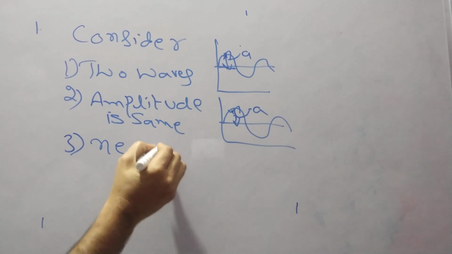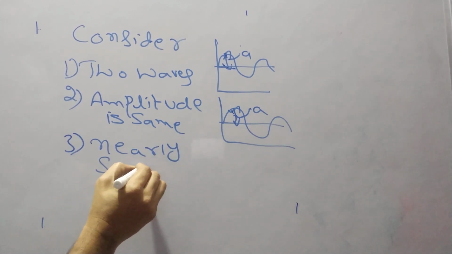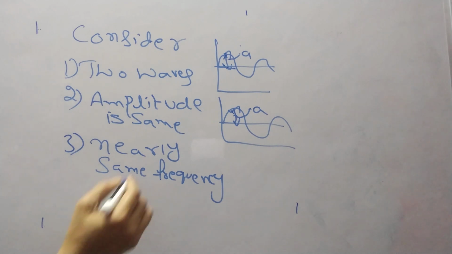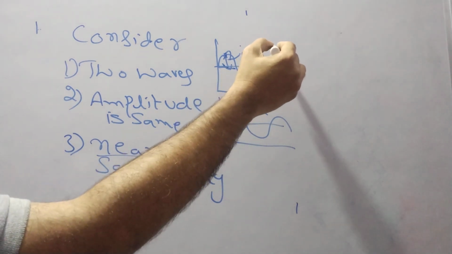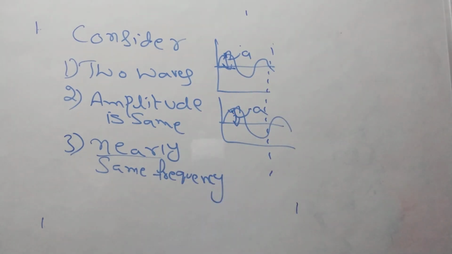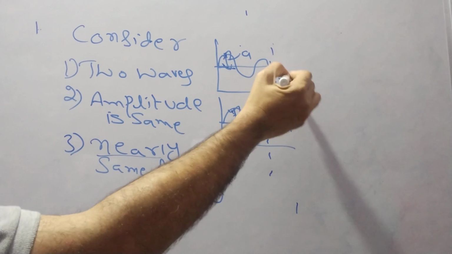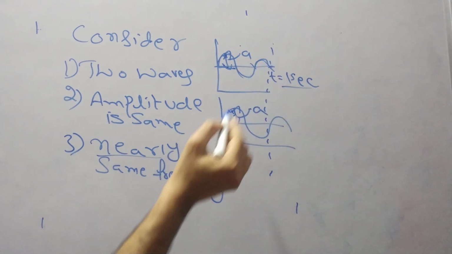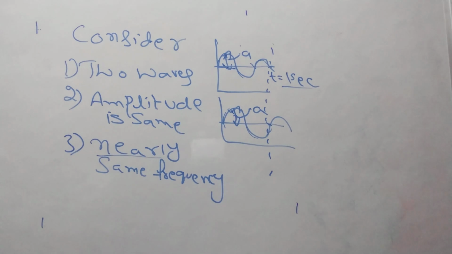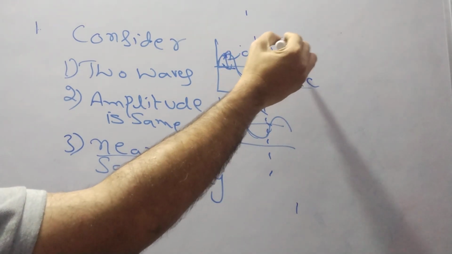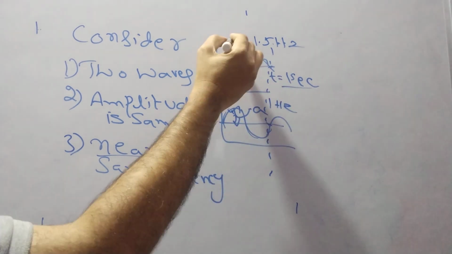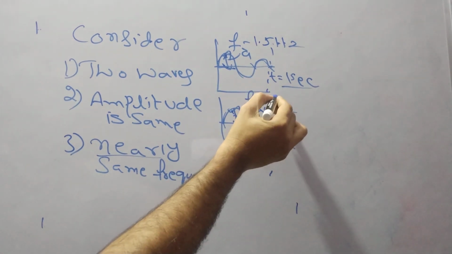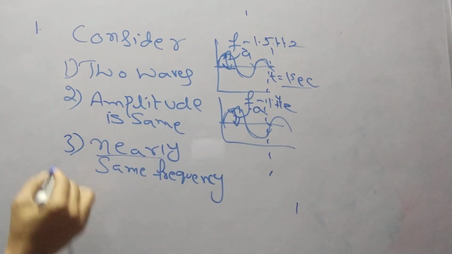Next, nearly the same frequency, not equal frequency but nearly the same. The values of the frequencies should be nearly equal. Suppose this is t equal to 1 second. In 1 second, how many waves have passed here? This is 1.5 waves, and here it is nearly 1 wave. So 1.5 waves means the frequency is 1.5 hertz here, and this is 1 hertz. It should be nearly equal, like 1.4 or 1.3. So the frequency should be nearly equal, right?